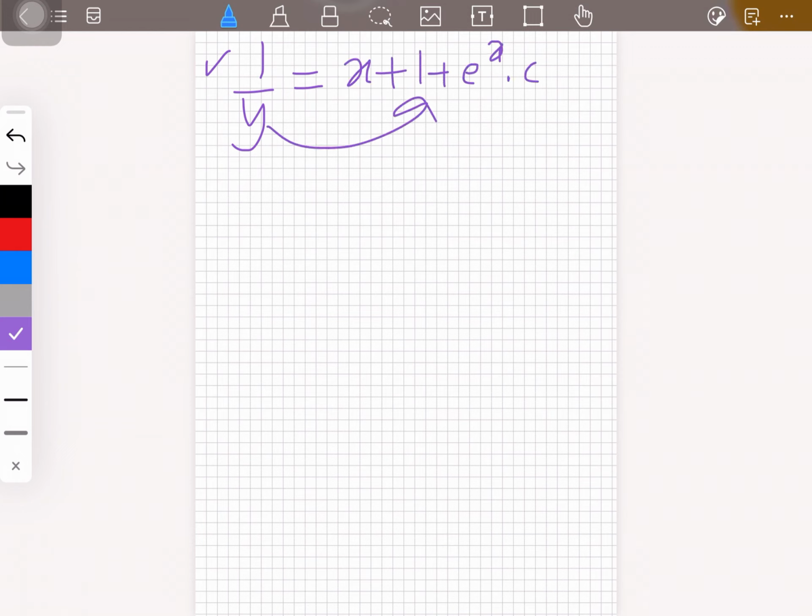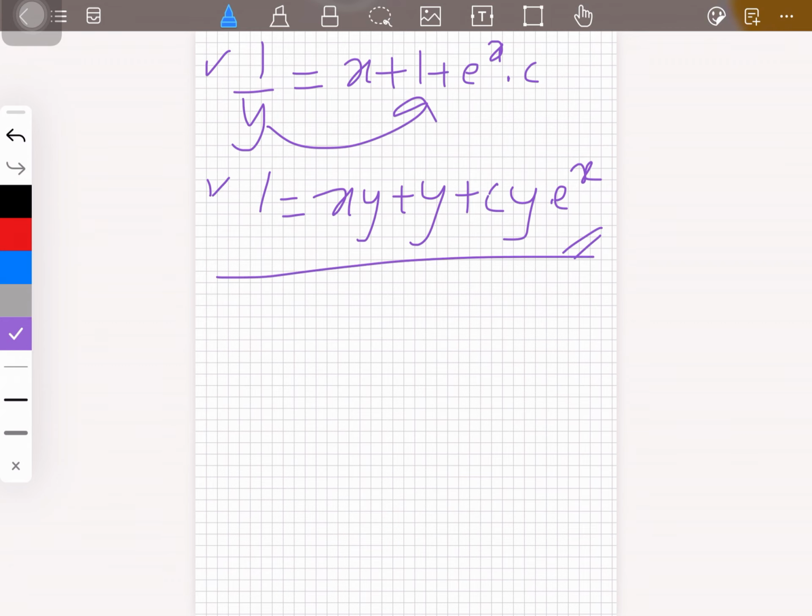So let's take y to this side and express it as 1 is equal to xy plus y plus cy times e to the power x. So there you go. This is the final answer to this question.